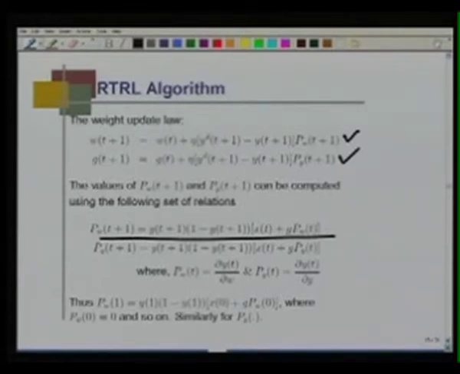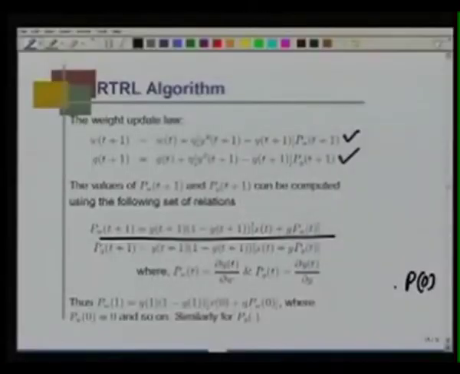So, in the beginning, at the first instant 0, we assume pw 0 and pg 0 to be 0. Once we have that, we can easily compute pw 1. Once pw 1 is computed, we can compute pw 2. You see that if I put t equal to 0, then pw 1 is y 1 into 1 minus y 1 times x t, which is x 0, plus g pw 0, and this is 0, and so on. And once I have p 1, I can compute p 2, p 3.